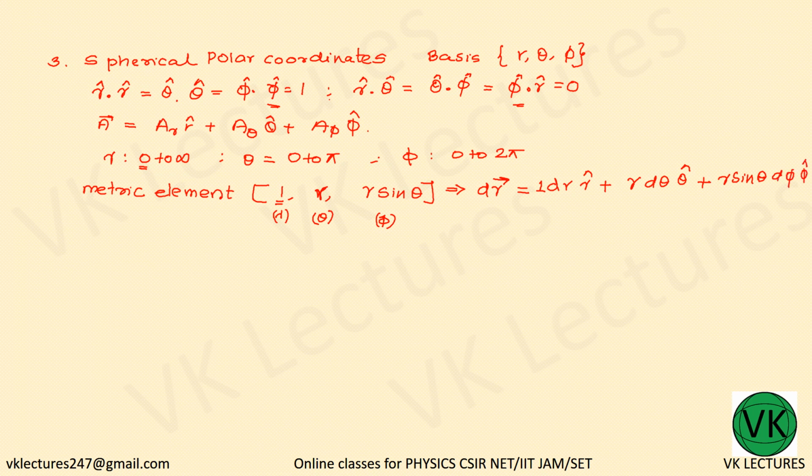So this is the entire vector. The small change in length is given by dr r cap plus r d theta theta cap plus r sin theta d phi phi cap. So this corresponds to the length on radius, this is theta, r d theta, and r sin theta d phi, that is corresponding to angle phi.